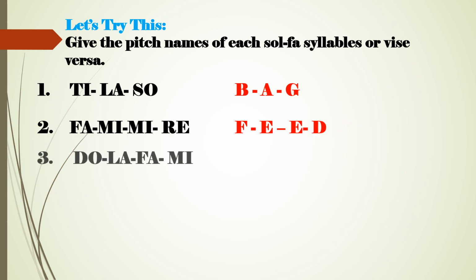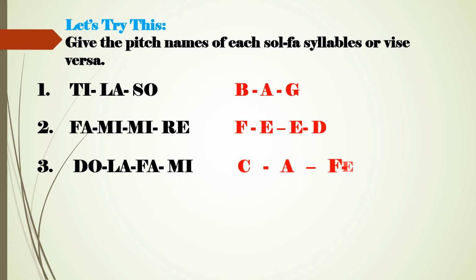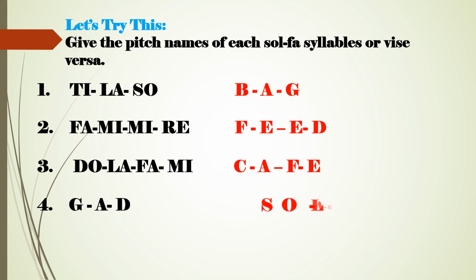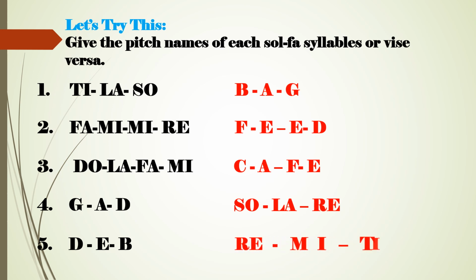What about number 3? Do, la, fa, mi. The answer is C, A, F, E. Amazing! Number 4. G, A, D. Very good. The answer is Sol, La, Re. And that's number 5. We have D, E, B. The answer is Re, Mi, Ti. Congratulations!